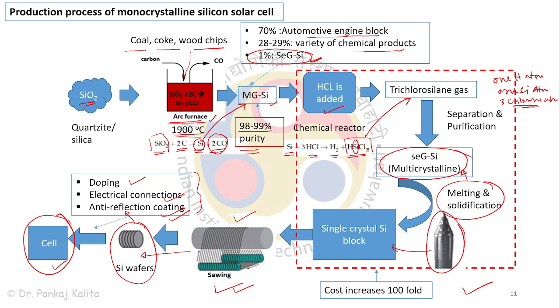And this is the monocrystalline silicon solar cell production process, which you can go through by yourself. Silica with coke and trichlorosilane gas is used, separated, and purified to get multicrystalline silicon, and then melting and solidification give your block of single crystal silicon. With sawing we get sliced silicon wafers, in which you do the doping and electrical connection, the same as we saw in the previous slide, to get your solar cell.